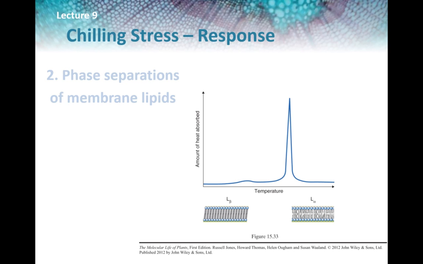The phase separation, as membrane lipids go from fluid-liquid crystalline state L-alpha at ambient temperatures to a solid gel L-beta at chilling temperatures, can trigger signal transduction pathways leading to acclimation or result in metabolic lesions.